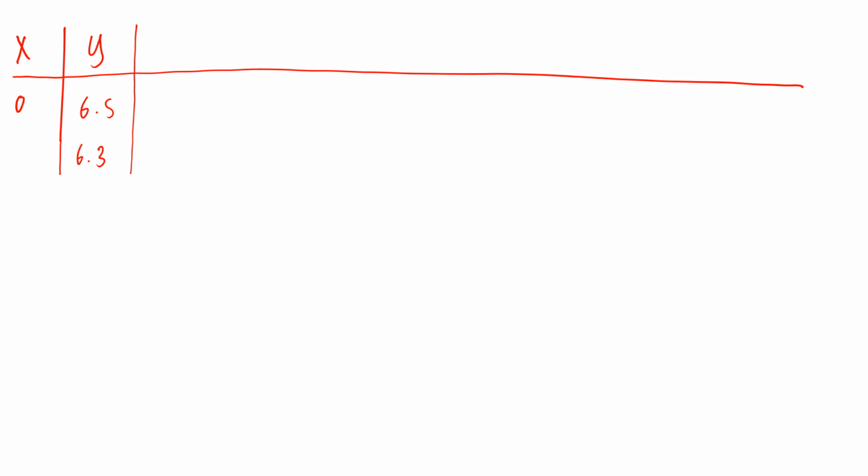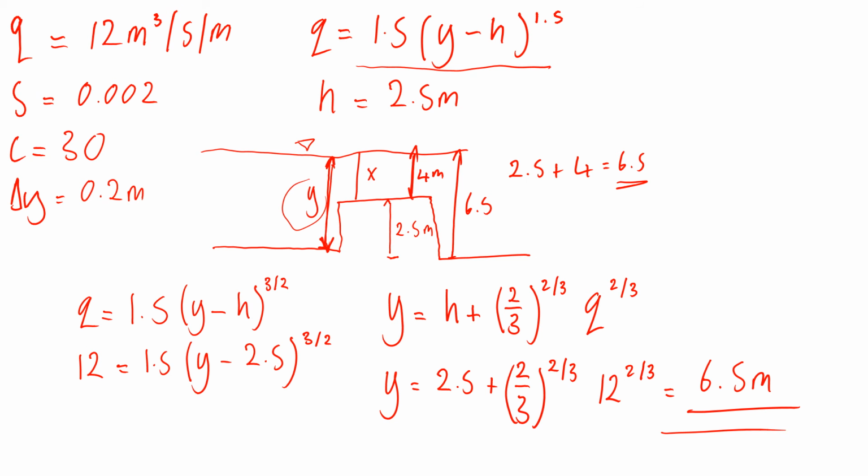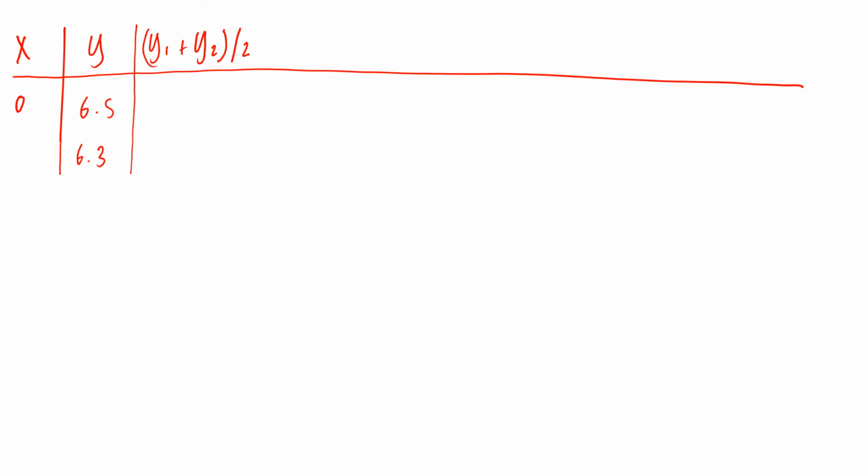Now the next column is (y1 plus y2) divided by 2. It should be 6.5 plus 6.3. What you get is 12.8 over 2, and what you get is 6.4.